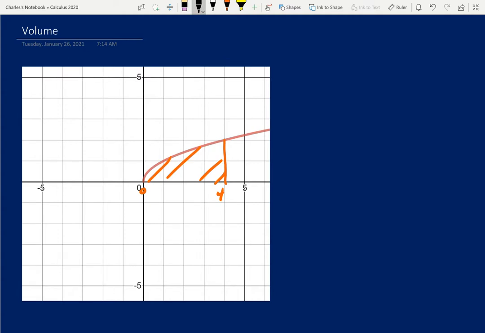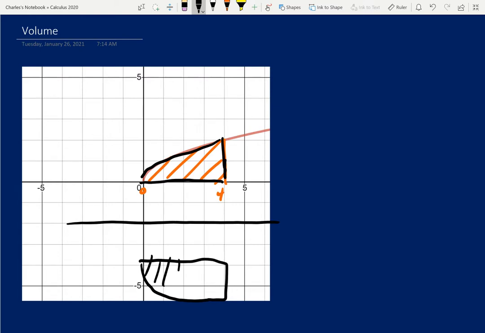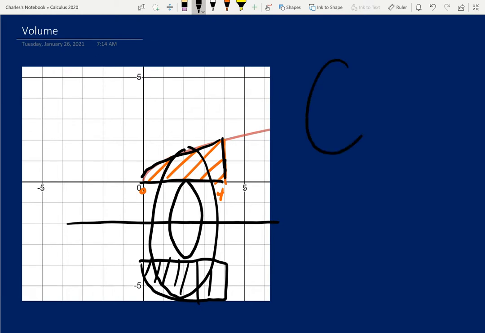What if I was to say, let's not rotate it around just the x-axis, let's rotate it around the line x is equal to -2. Then what we have to think of is I'm going to have this other shape that's down here that's symmetric to it. And when I rotate it around, I'm going to have an inside circle and an outside circle, okay? And the cross sections are not going to be discs, they're going to be washers, okay?